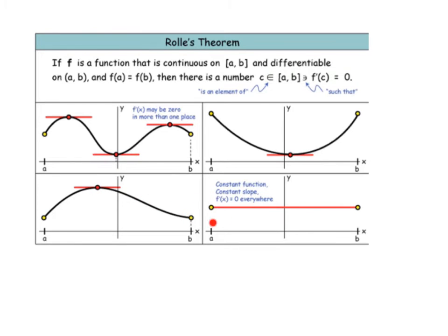Now, what happens, this is f of a is equal to f of b, but it's a constant. So that means that f prime equals 0 everywhere. So these are all maxes and mins, local ones, right? We've seen that before.